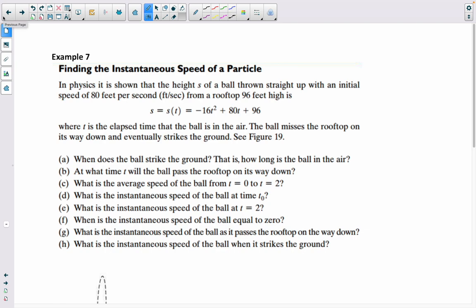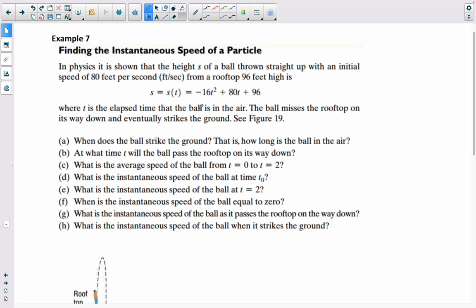So for those of you that will be studying physics, this is what you've been doing, right? So this is a kinematic equation. In physics, it's shown that the height s of a ball thrown straight up with an initial speed of 80 feet per second from a rooftop 96 feet high is given by the equation negative 16t squared plus 80t plus 96. Just note that we're in feet per second. You don't need to convert anything.